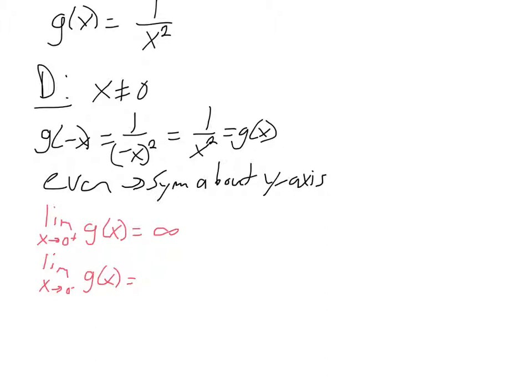Which one? Positive or negative infinity? Positive, because it's x squared, right? So if I plug in really small negative numbers, it's going to get negative. In fact, this function can never be negative because x squared can never be negative, right? So that means it's going to also go to positive infinity. So this function is going to look a little bit different than the other one.